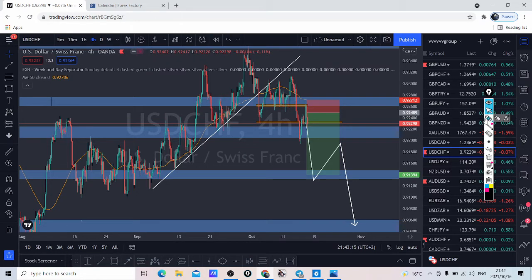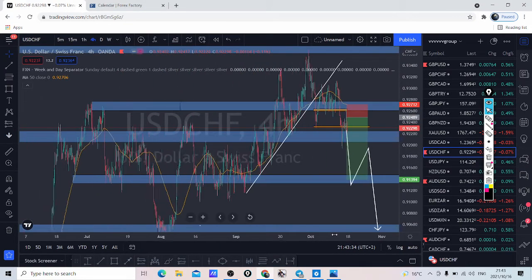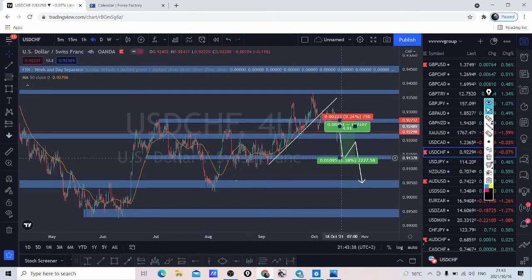Okay, risking 2%, and then I'll be getting like 8.9%. 8.9, if I'm not mistaken. Okay, no, it's more than 8.9. It's more than that. So that's going to be my next TP.